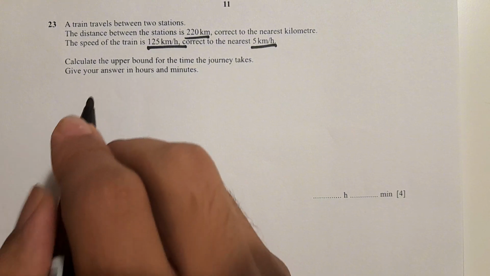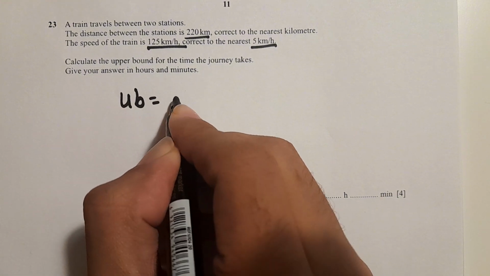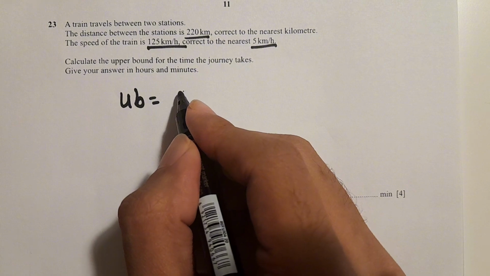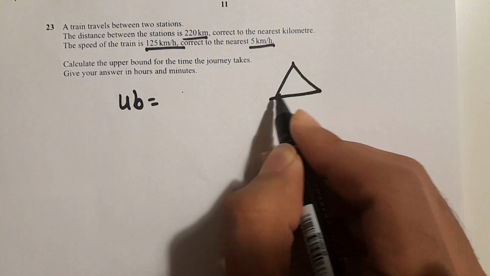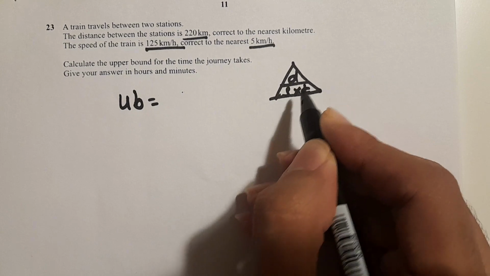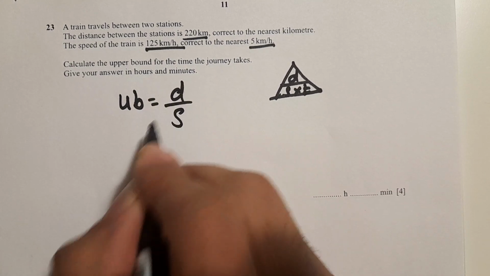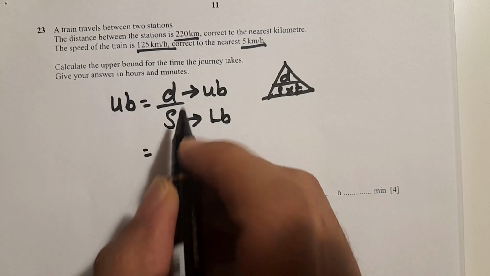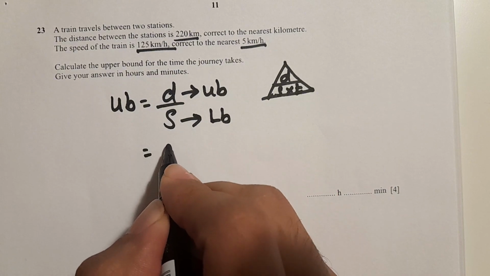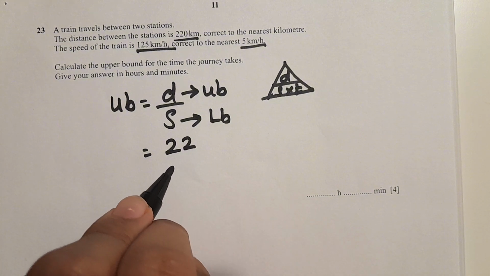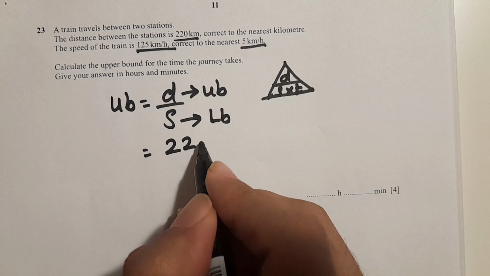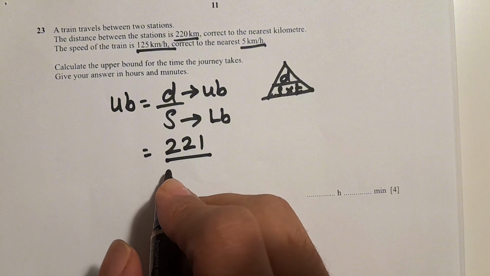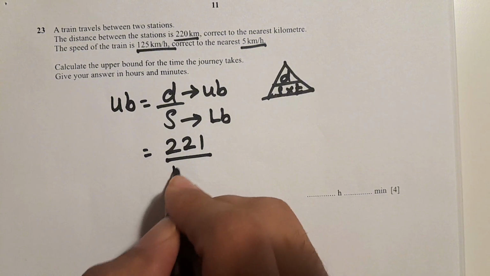So for the upper bound, we have to calculate the upper bound of the time. Distance is equal to speed times time. So we have to calculate the time, so distance divided by speed. So the distance should be in upper bound and the speed should be in lower bound. So the distance is 220 to the nearest kilometer. So we will write the distance as 221 divided by the speed, which is to the nearest 5 kilometers per hour. So instead of 125, we will write 120.